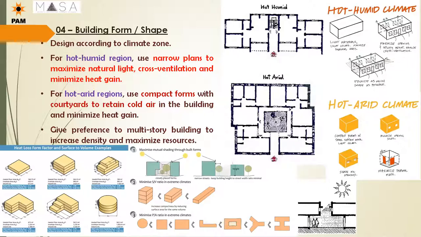You see, in these two different climates, our target is still the same: we want to minimize the heat gain. We want to get all the natural lighting and ventilation into the building. So these are the similarities of the two different climates, hot humid and hot arid. The difference is the way you design it and how you treat the facade and the form of the building itself, which does make a difference.